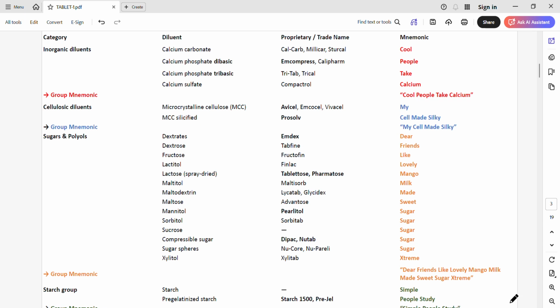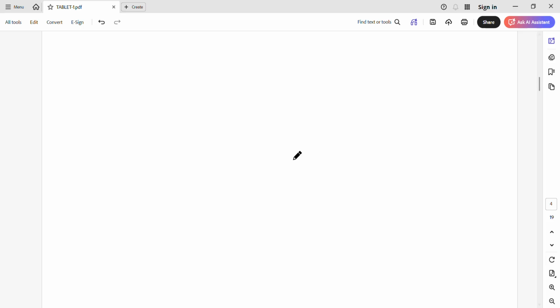Now we discuss how the tablet is designed and formulated. First, we discuss the excipients of the tablet which are used in the preparation of the medicine. Excipients: mainly we know the medicine is prepared by API plus excipient.